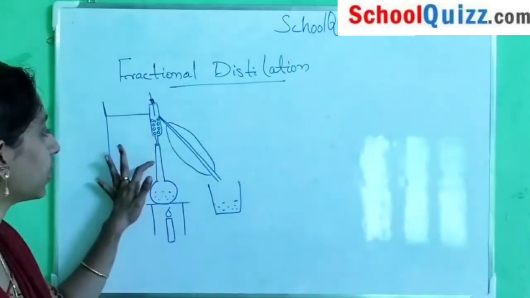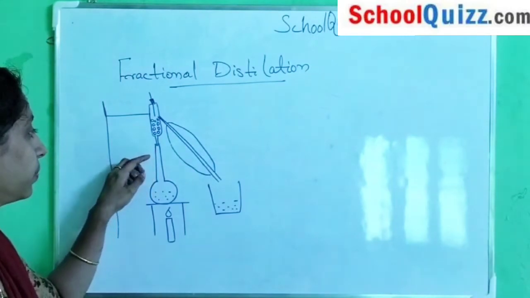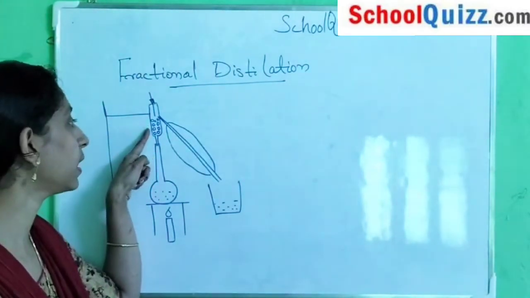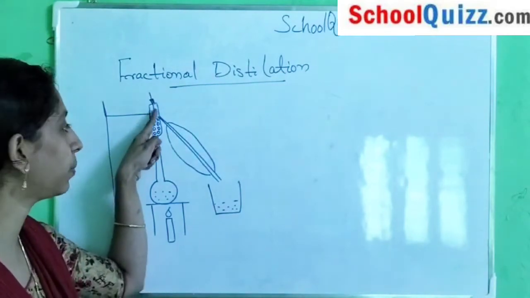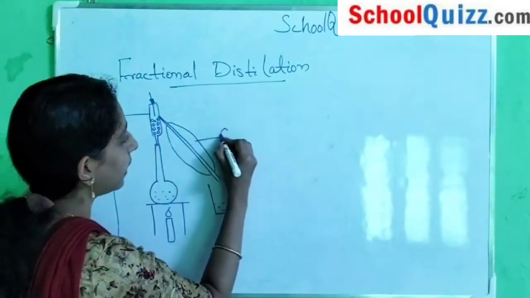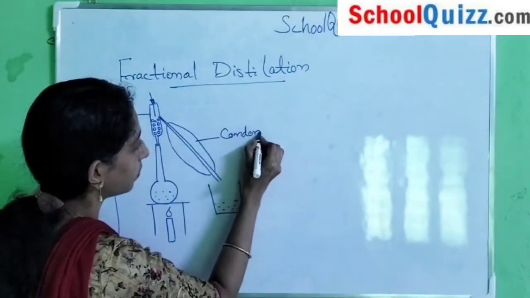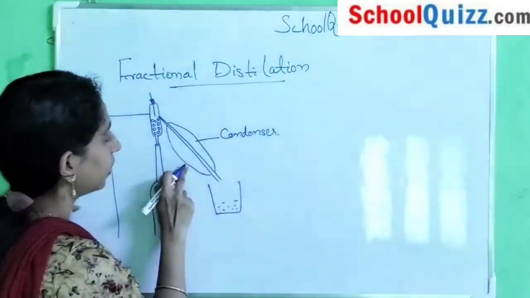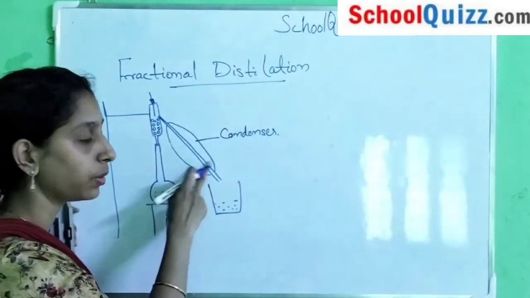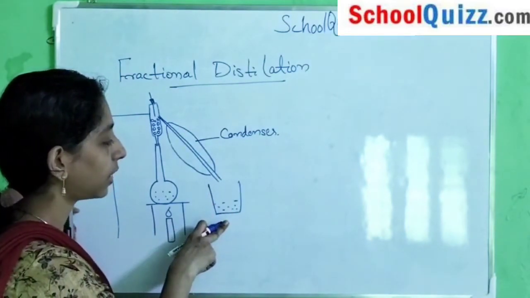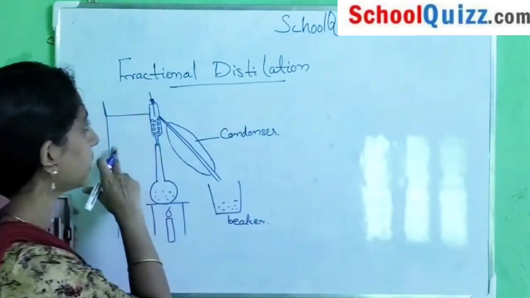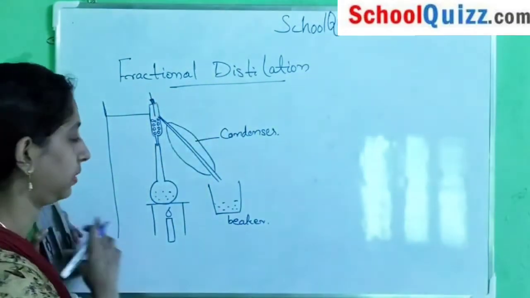The evaporated vapor passes through the fractionating column, where repeated evaporation and condensation occurs. The vapors pass through the tube to the condenser. It cools down the vapors and they change state to liquid and are collected in the beaker. This is the fractional distillation method.